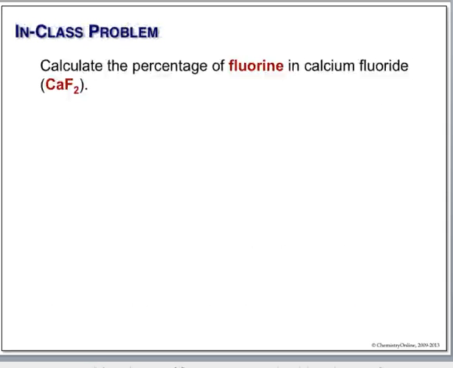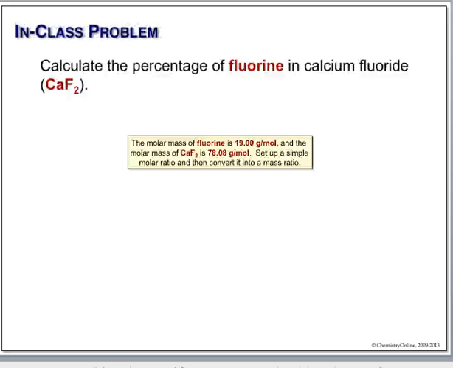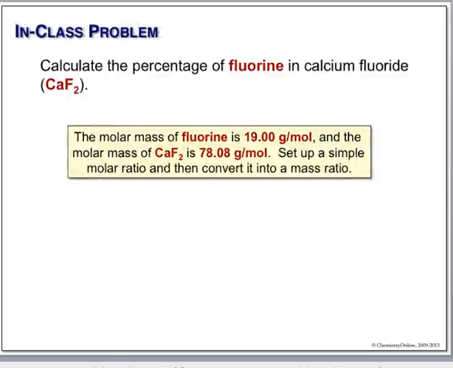We have calcium fluoride. What's the percentage of fluorine in calcium fluoride? In order to do this, you need to look at your periodic table. We'll see that fluorine is 19 grams per mole. We add up, calcium fluoride is 78.08 grams per mole.